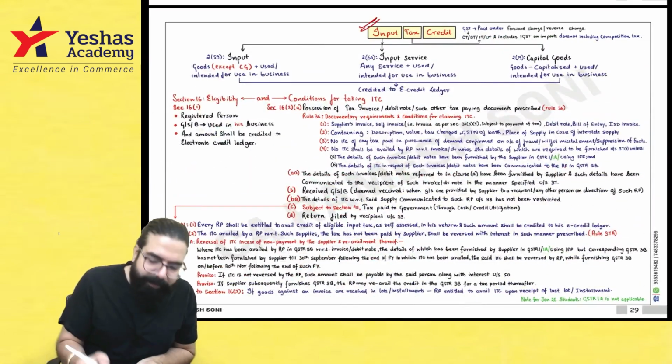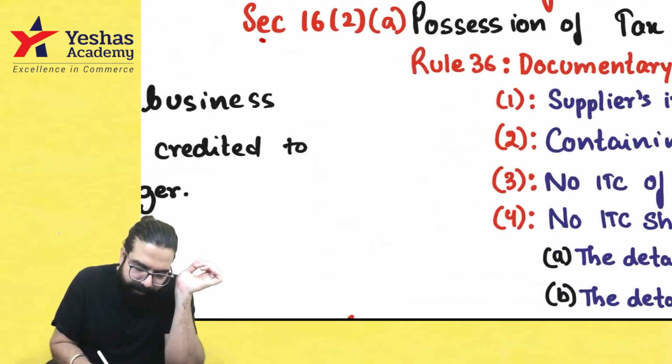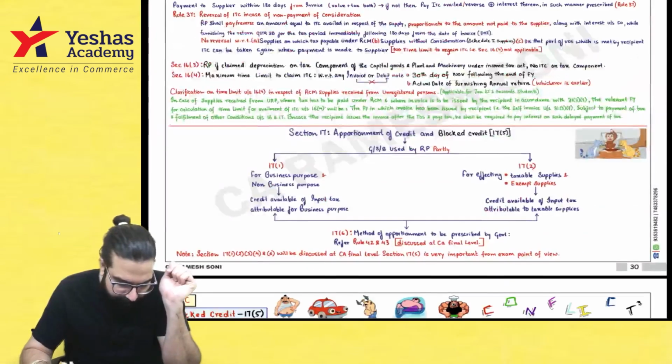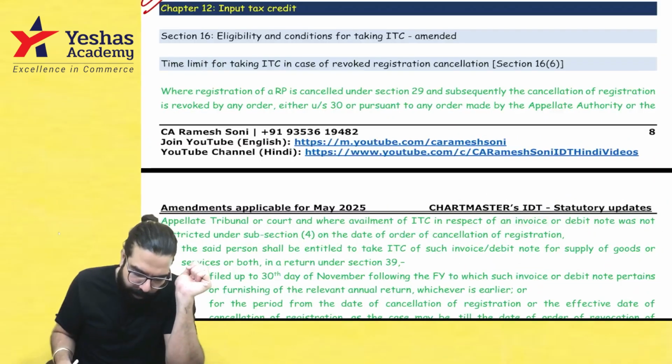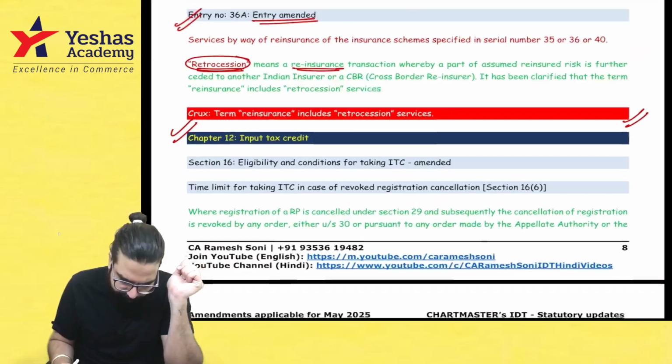In the ITC chapter, one point has been added. Section number 16.2 used to talk about the condition. After this, section number 16.4 was there. After section number 16.4, they have added one point over here, which I want to talk about. One minute.